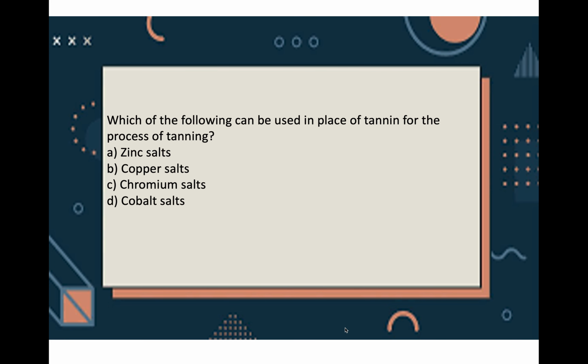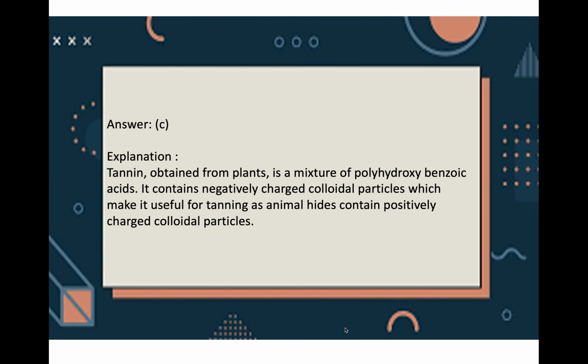Next, which of the following can be used in place of tannin for the process of tanning? A. Zinc salts, B. Copper salts, C. Chromium salts, D. Cobalt salts. So, the answer is option C, chromium salts. Tannin, which is obtained from plants, is a mixture of polyhydroxybenzoic acids. It contains negatively charged colloidal particles which are used in tanning, as animal hides contain positively charged colloidal particles.